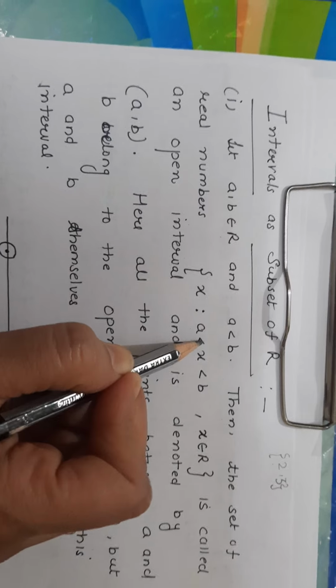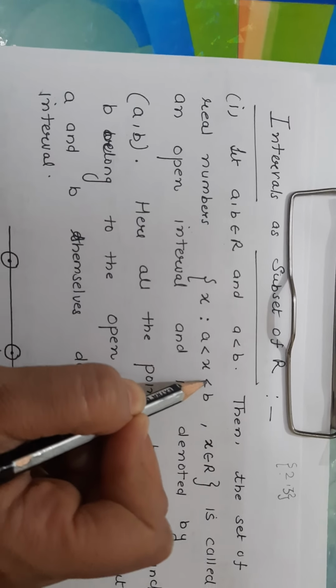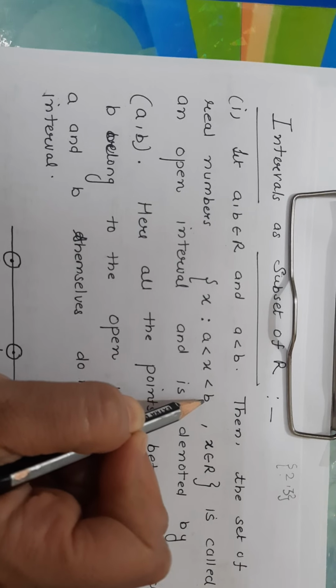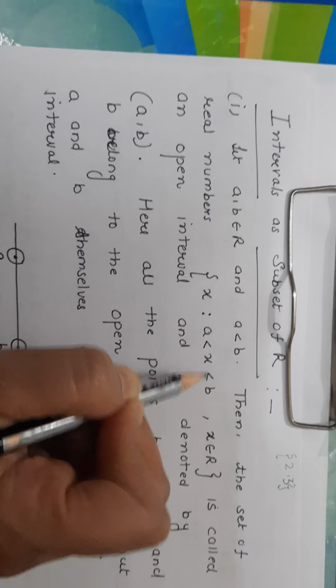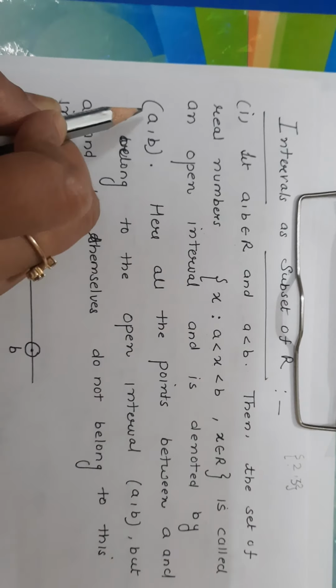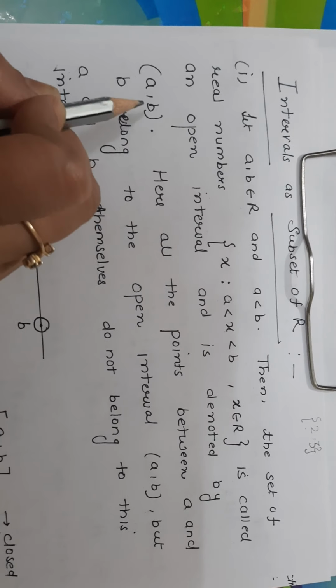This x is greater than A, so we'll apply open interval. And again x is less than B, that means B is also not included. All the real numbers between A and B will be there, but A and B do not belong to this interval. We call this interval an open interval.